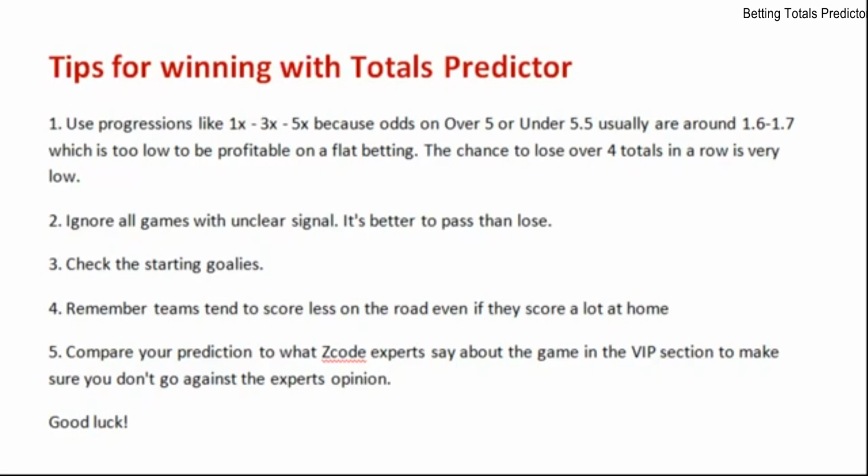Ignore all games with an unclear signal. It's better to pass it over than to lose. Check the starting goalies. Remember, teams tend to score less on the road even if they score a lot at home. And the most important one, compare your predictions with the Z-Code experts and read what they say about the game in the VIP section to make sure that you don't go against the experts' opinions.